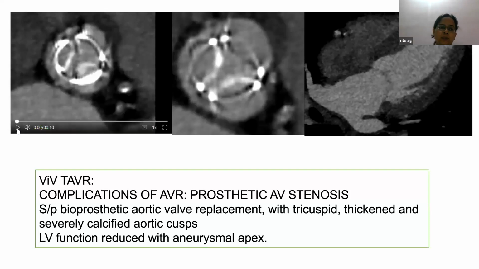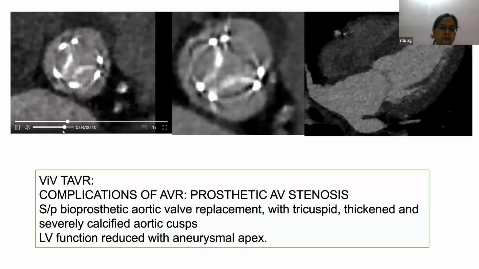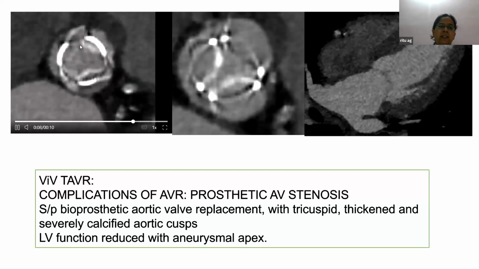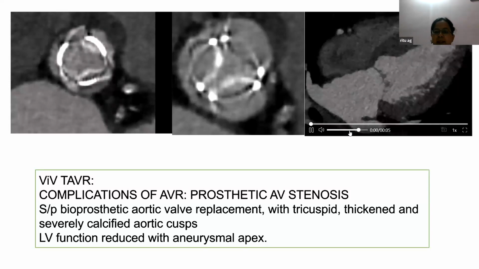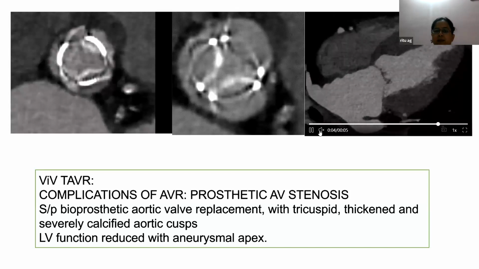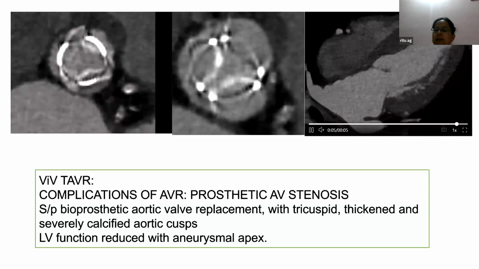So one more, this is a valve-in-valve TAVR. We can see this is the bioprosthetic ring, and the valve leaflets here are extensively calcified and thickened. So the patient has a re-aortic stenosis of the bioprosthetic valve. And when we look at the 4-chamber image, we can see there is actually a low LV function. Even on visual eyeballing, we can see that. And we also see there is some ballooning of the LV apex. So we know that the LV aneurysm is there.